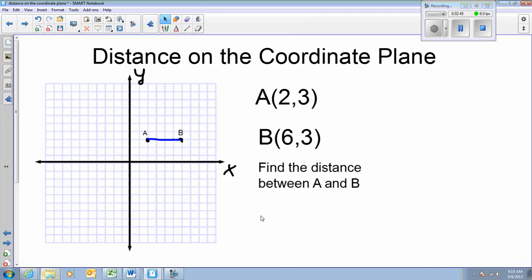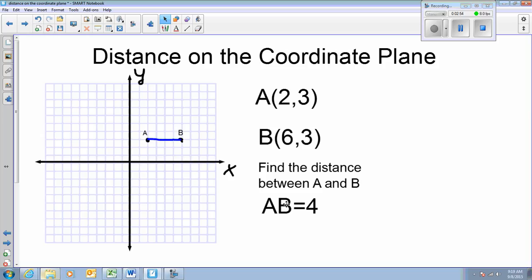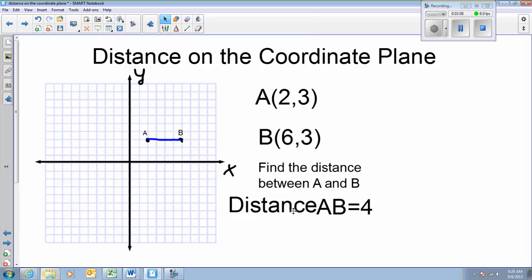In algebra, we will write AB equals 4. That's basically what I just wrote. The distance between 2 points A and B is equal to 4, right? 4 spaces. Easy enough? Okay. Actually, just to be sure, maybe I'll even write the word distance, so you know what this means. So distance between AB, so distance AB is equal to 4.